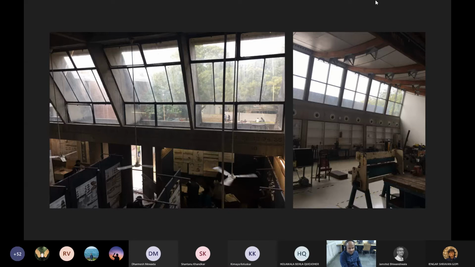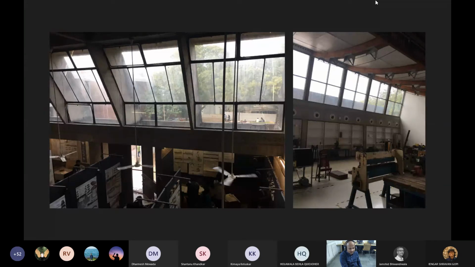These north lights which you are seeing are facing the north direction. You never get sunlight, but you get subdued light into the studios. This is one of the passive ways in which you can save energy. During the time when we were in SEPT, we never required any lights to be switched on during the day because of this.